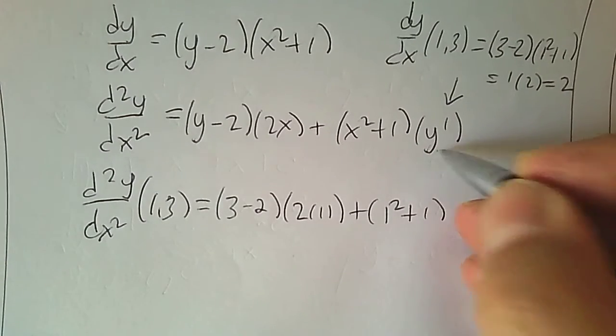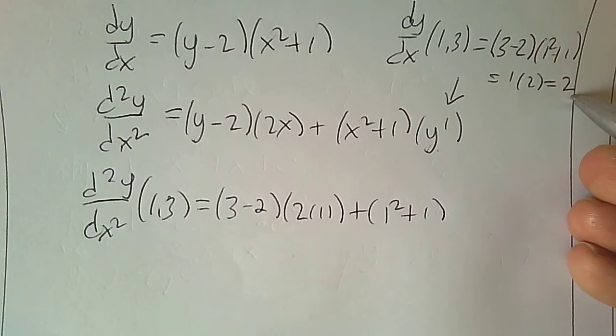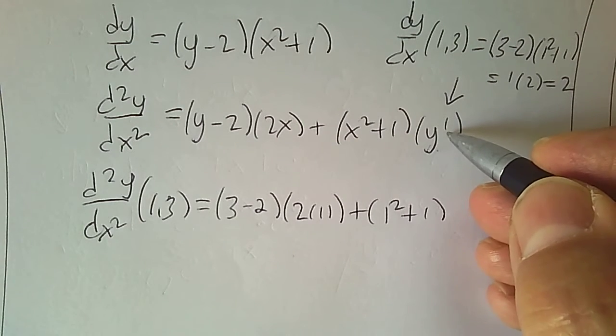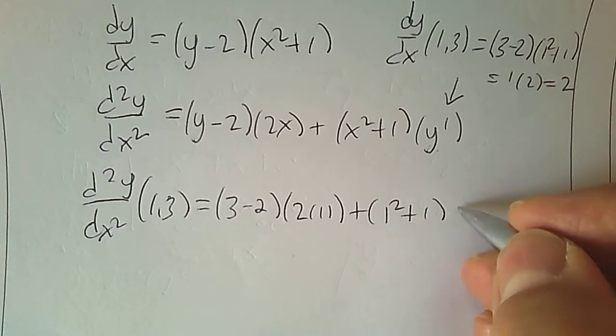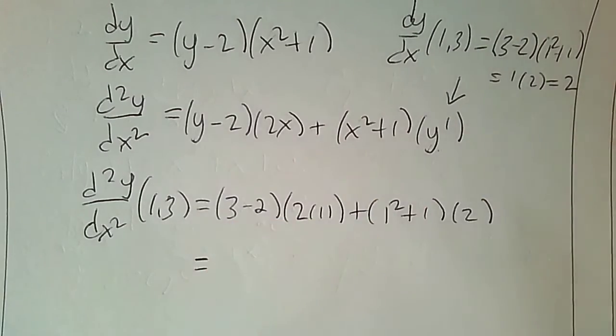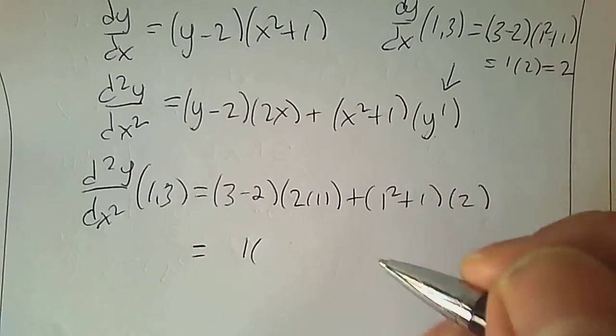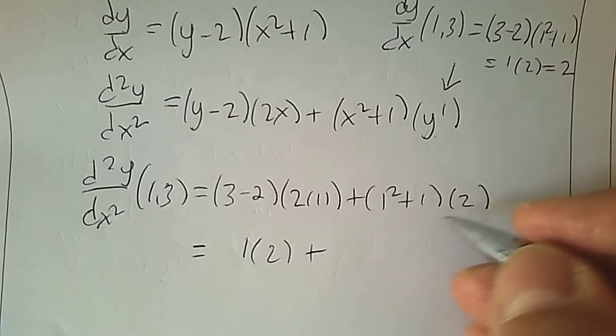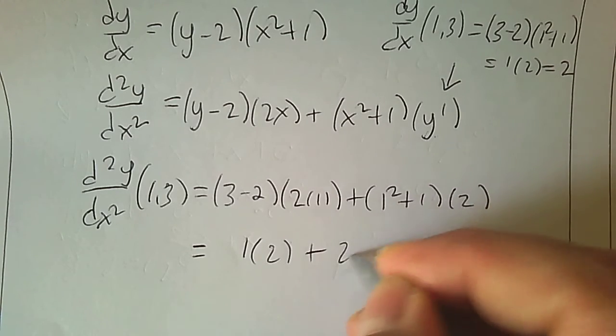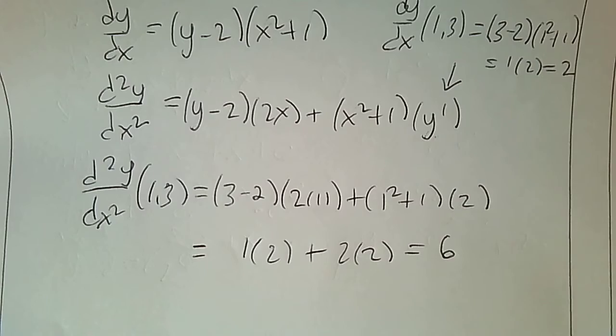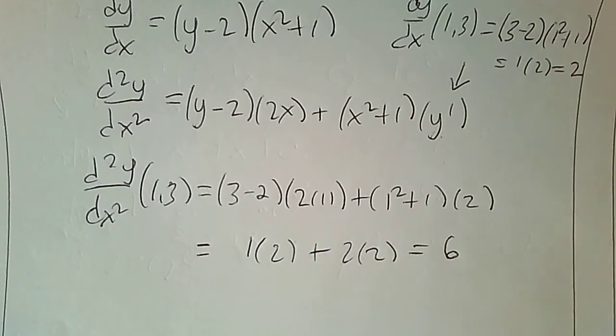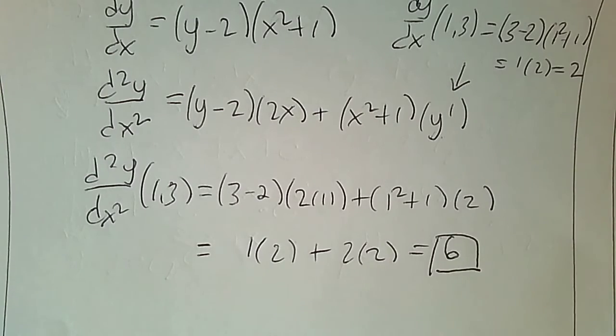I'm going to continue that across. Now this part, what's the value of the derivative? That's what I did up here. So what does y prime equal at that point? We figured it out, and the answer was 2. Now I'm going to just evaluate what I have. That's 1 times 2, and that's 2, plus 1 times 2... if I put that all together, I get the answer 6. So the first question is find the value of the second derivative at that point, and we did. The answer is 6.